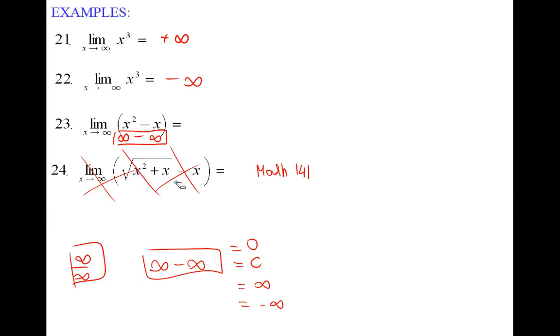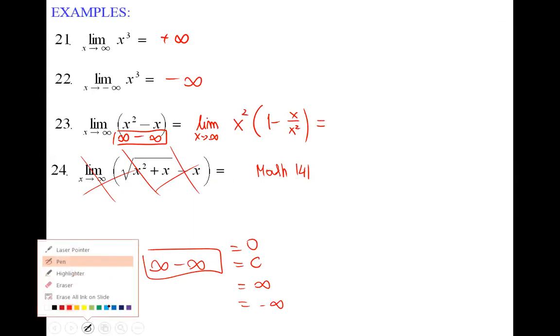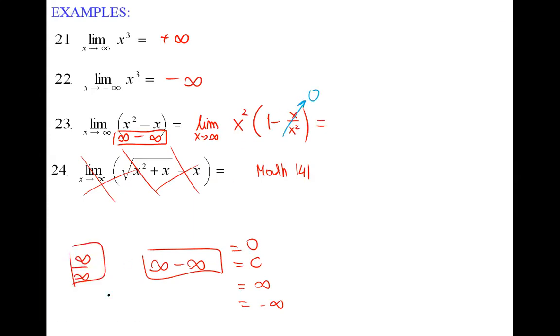This one is too complicated, but this one possibly we can figure out the way that we just did. I will factor out x squared and I will have 1 minus x over x squared. And I know that x over x squared will go to 0, and I will only end up with x squared, which is infinity, times 1. Now I don't really have infinity minus infinity. Since this is a huge number, the final answer is infinity.